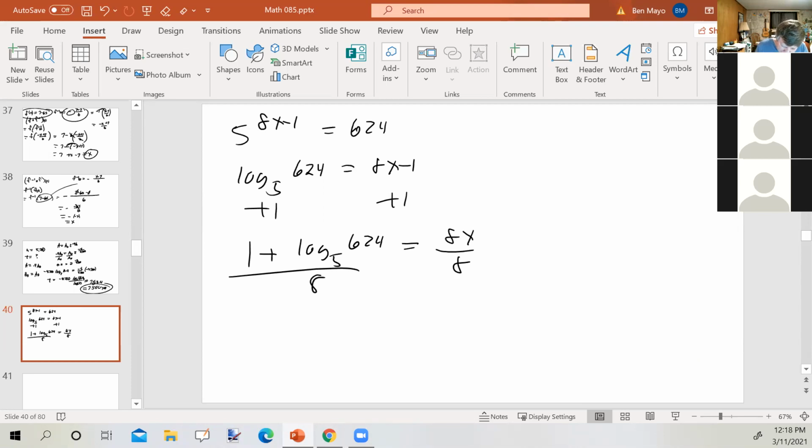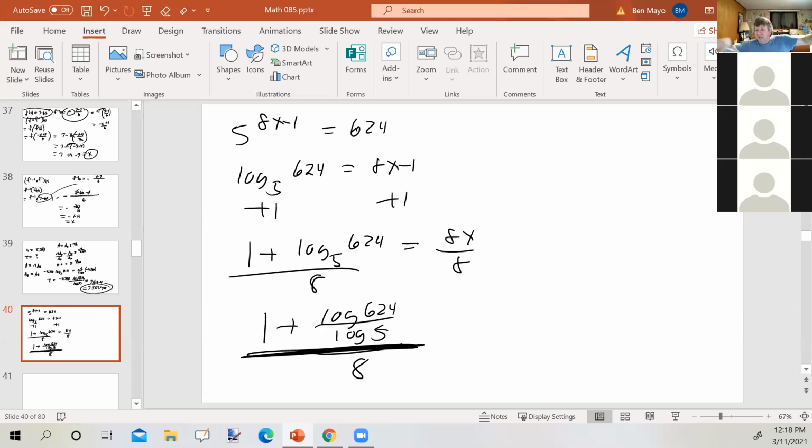Now, you wrote 1 plus the log of 624 over the log of 5, divided by 8. What's wrong is the whole thing's divided by 8. Oh, see it? Yeah. Okay. Your fraction bar just didn't extend quite far enough. An easy mistake to make. So if you fix that, see if that works. Okay. Thank you, Mr. Mayo.